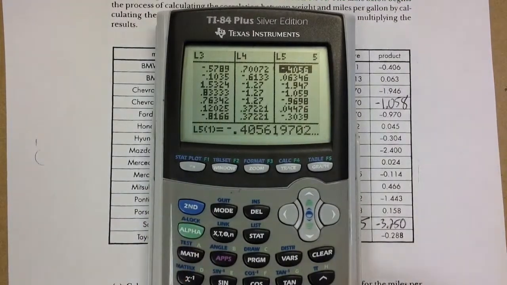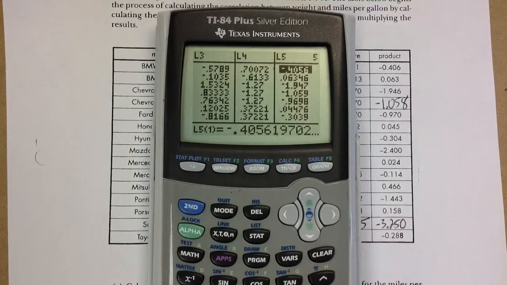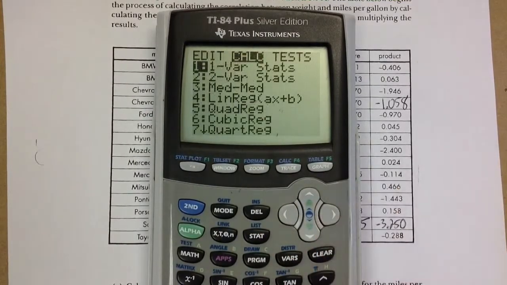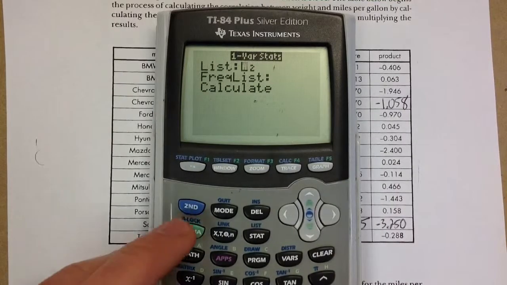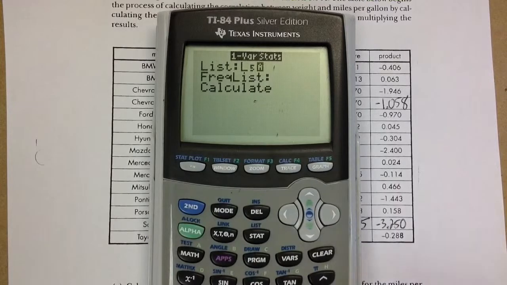Now, Krishna, what should I do to get the sum of the products? Think about what you told me before. Just go to Stat, Calc, 1. L4, L5 is where I put my products. Yep. Calculate.